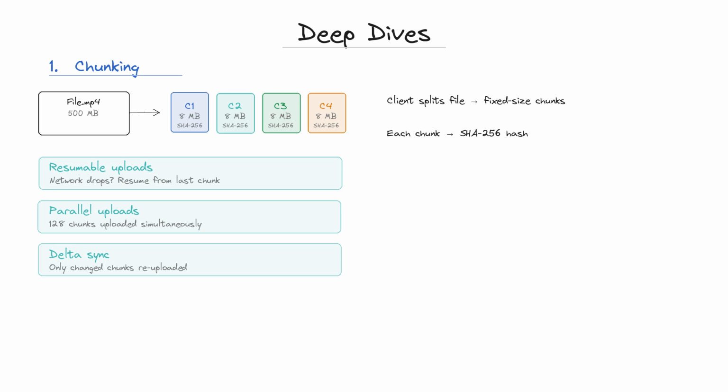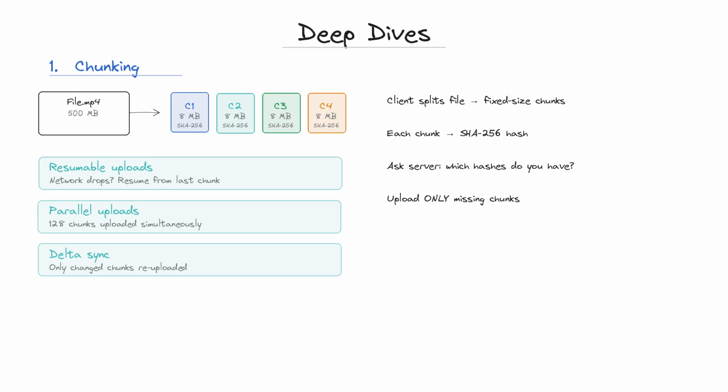The client breaks the file into fixed size chunks. Each chunk gets a SHA-256 hash, and the client checks with the server. Which of these chunk hashes do you already have? The server responds with what it's missing. The client only uploads the missing chunks. The server assembles the metadata pointer to all chunks.